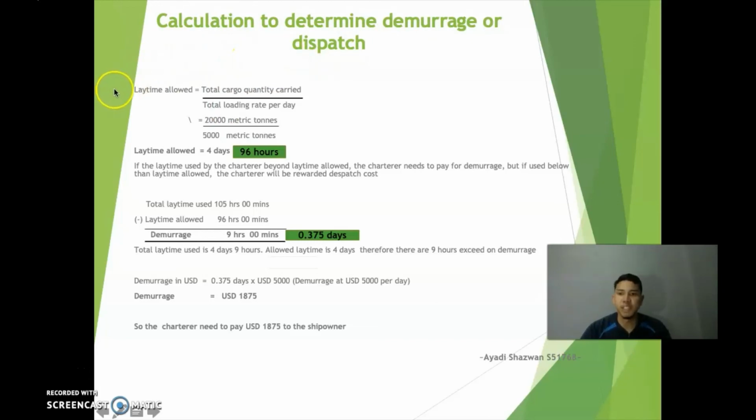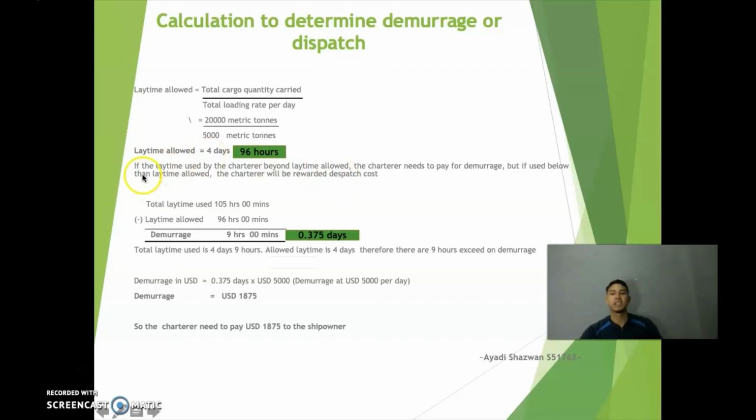For my slide, I will tell about the calculation to determine demurrage or dispatch. To do that, we must have laytime allowed. Laytime allowed is total cargo quantity carried divided by total loading rate per day, which is 20,000 metric ton divided by 5,000 metric ton. So we got laytime allowed as 4 days or 96 hours. If the laytime used by the charterer goes beyond laytime allowed, the charterer needs to pay demurrage. But if used below laytime allowed, the charterer will be rewarded dispatch.